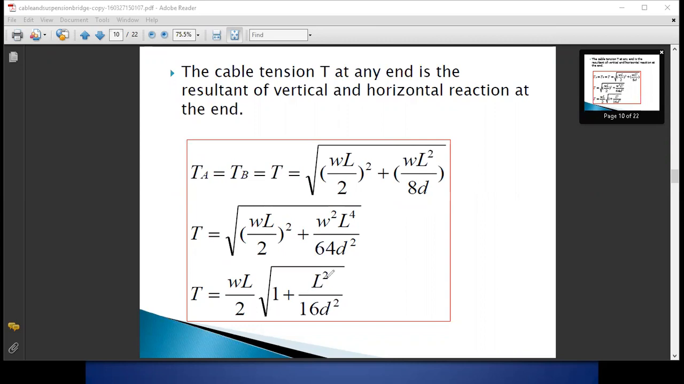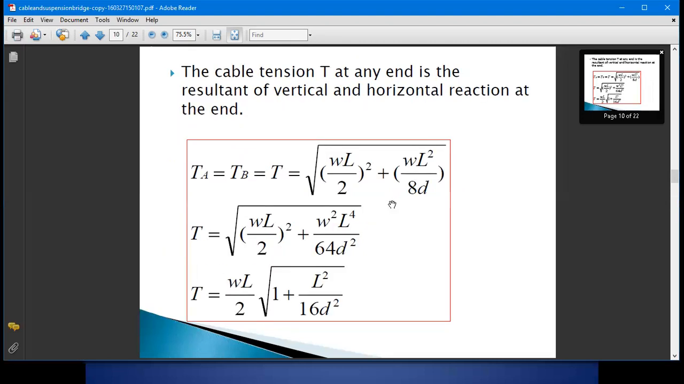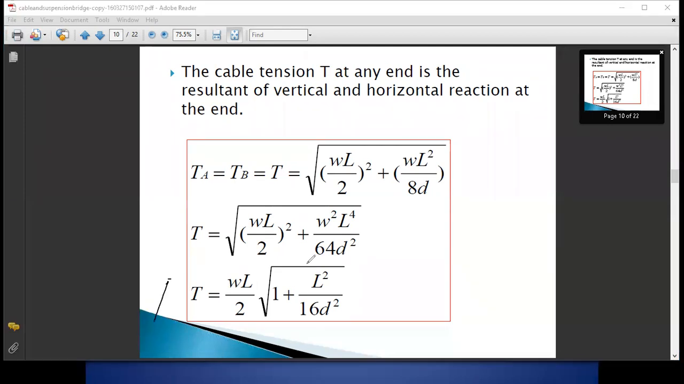So T is equal to WL by 2 square root of 1 plus L square, L is the span, divided by 16 times D square. So that is the tension in the case of the cable, right? T is equal to WL by 2 square root of 1 plus L square by 16 D square. That is the value of your tension in the cable.